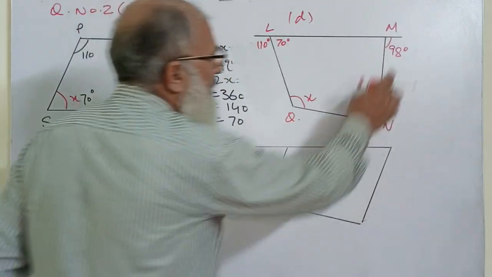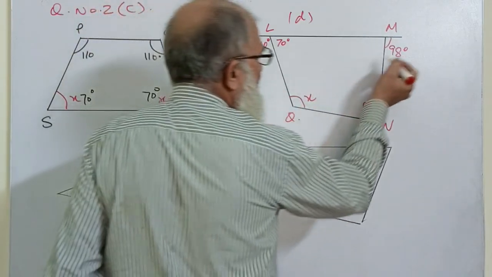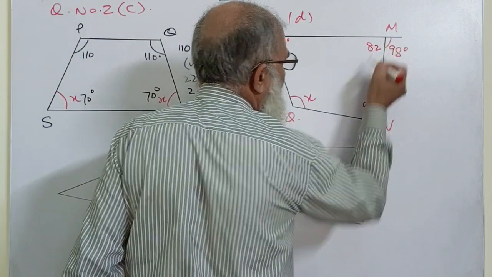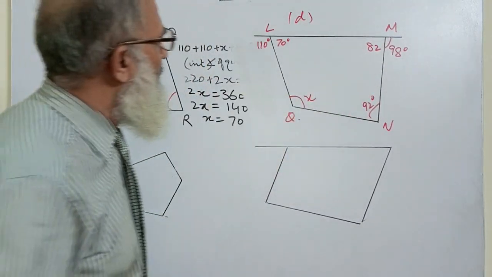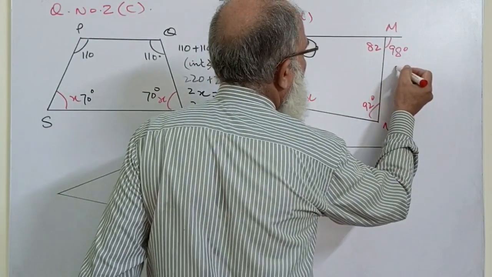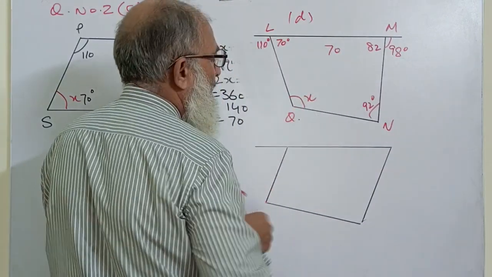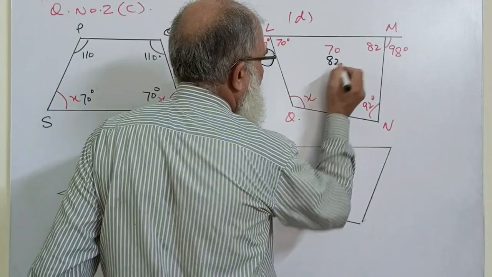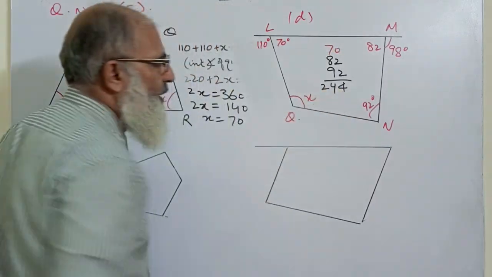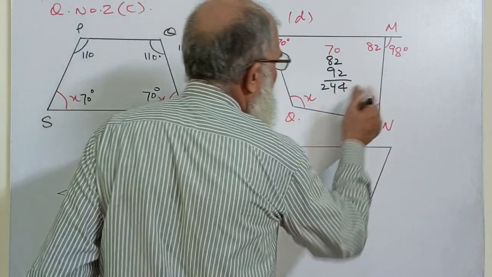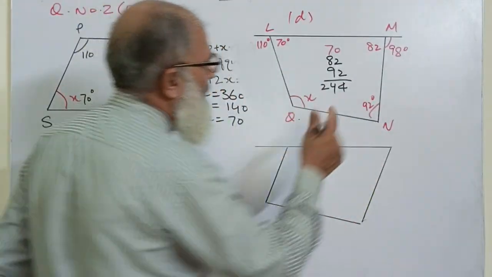Similarly, this is the supplementary angle of this. So 90 plus 90 is 180, it is 98, so it will become 82. Now we have three angles and we are left with only one angle. So what will we do here? We'll add up all the three angles. I do it right here to avoid the space. So it is 244.